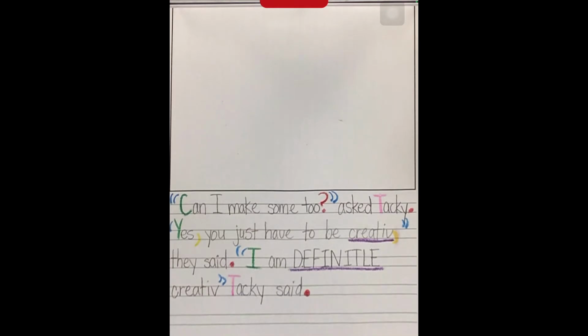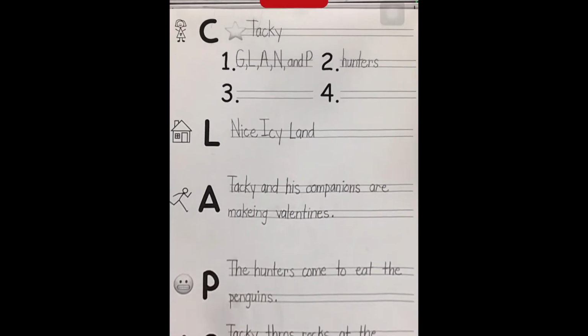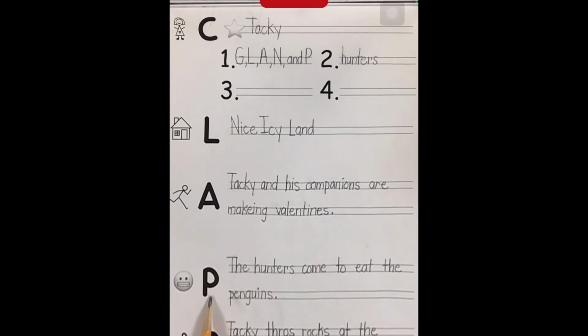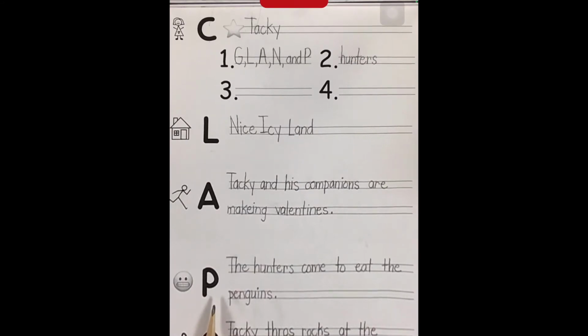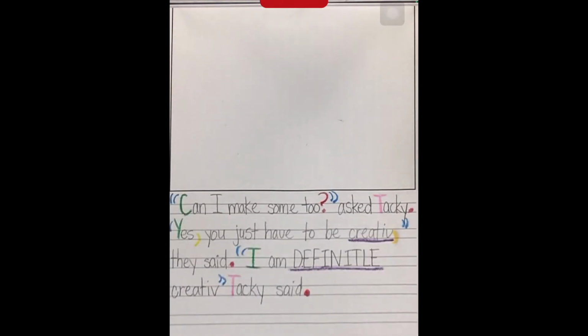So today, I need to look at my organizer to think about my problem. The hunters come to eat the penguins. So that's going to happen somewhere in my fat middle. I don't think I'm going to write about that today because I still want to talk about the valentines that Tacky and his friends made.